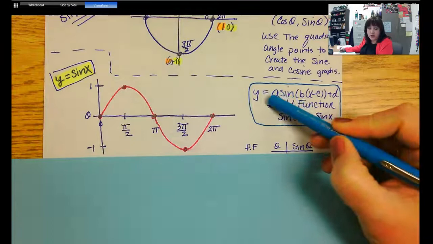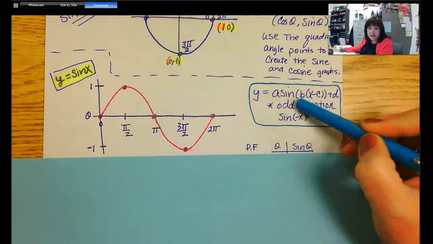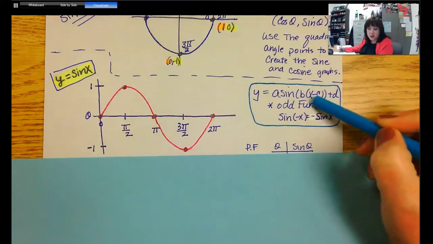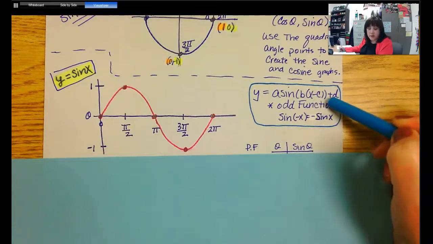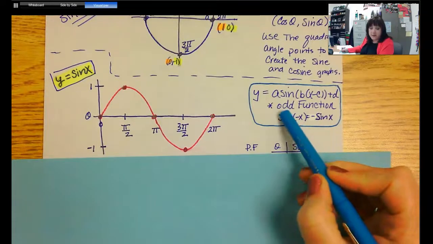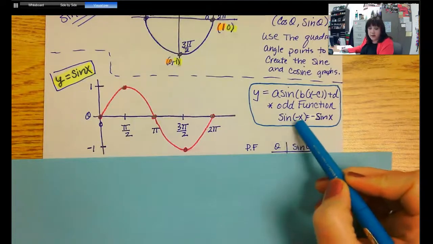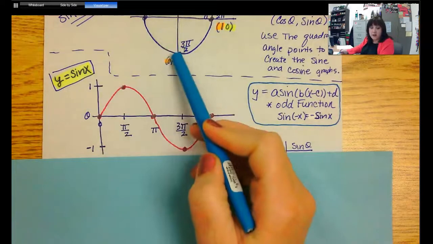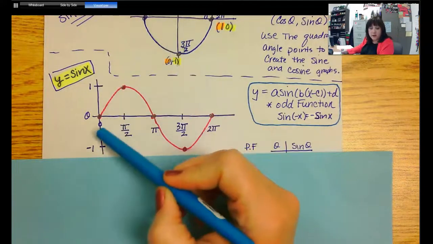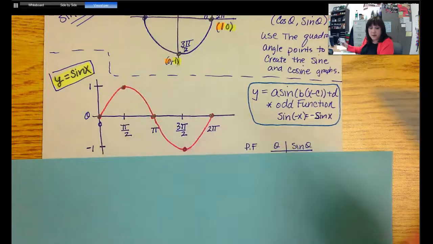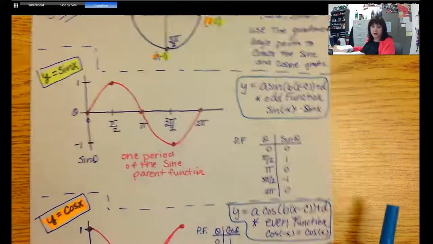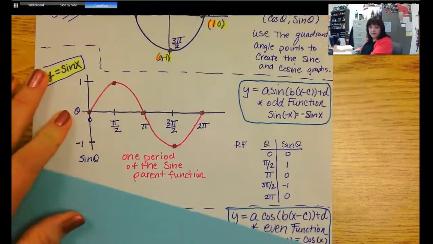So vertical stretch or compression, reflection over the x-axis, horizontal stretch or compression with a scale factor, horizontal shift left or right, and vertical shift up and down. So if it's an odd type function, then we know the sine of negative x is equal to negative sine of x. And all of these 4 points on my quadrantal angles are now stretching out to make a nice pretty sine wave. So that's what y equals sine of x looks like. We have the parent function.